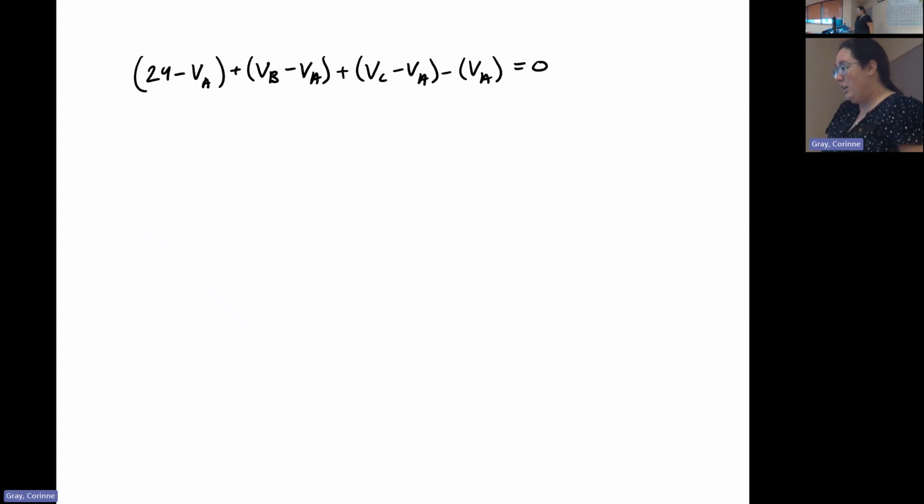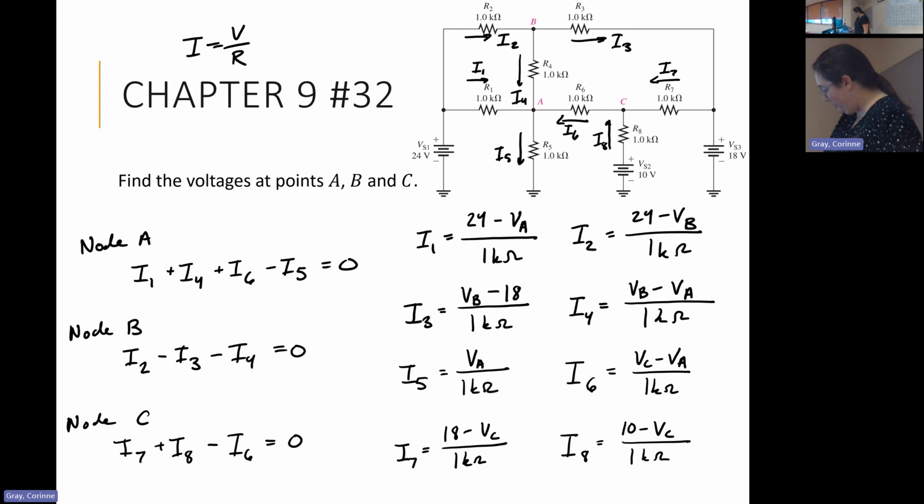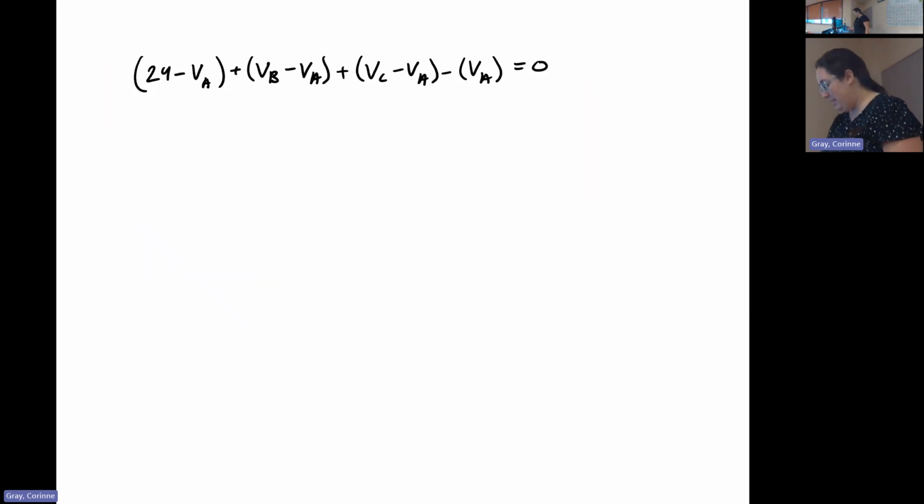So we can now do node B. So this one had I2. So this is our 24 minus VB.